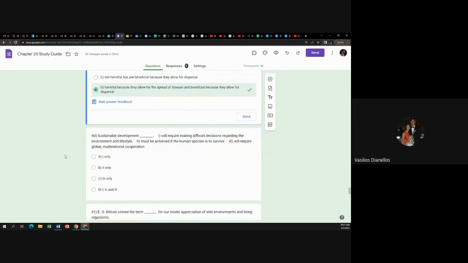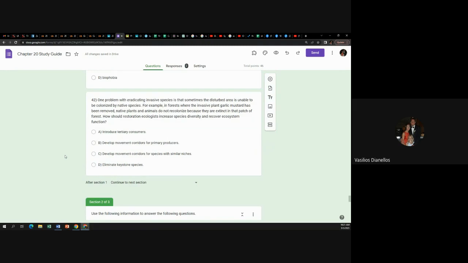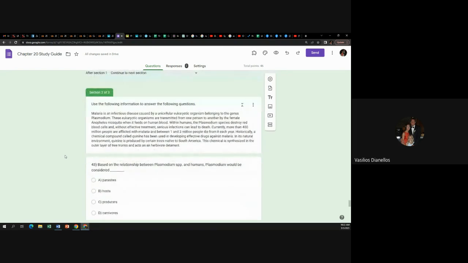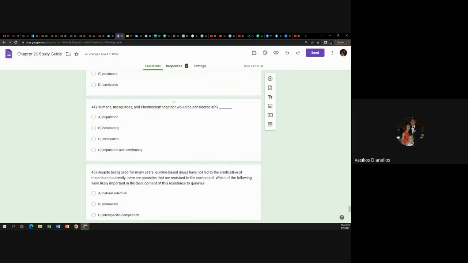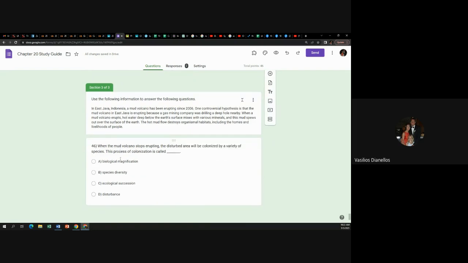Okay, sustainable development will require making difficult. I'm not going to ask you about that. E.O. Wilson, I'm not going to ask you about that. One problem with eradicating invasive species is that sometimes the disturbed area is unable to be cleaned. I'm not going to ask you that either. Malaria is an infectious disease, unicellular eukaryotic. That's too long. I'm not going to have any long questions that require you to read one thing and then answer a bunch of questions. So none of those will be on it. Same with this. There's not going to be a section where you read one thing and then answer a bunch of questions, not unless I do it for extra credit. But that's it. We have now covered all 3 study guides.